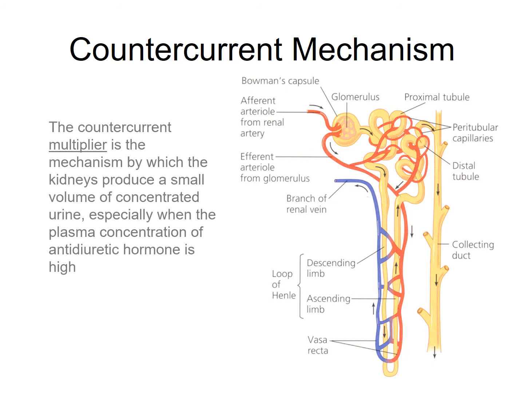The countercurrent multiplier is the mechanism by which the kidneys will produce concentrated urine in a small volume. And this happens especially when the blood plasma concentration of antidiuretic hormone is high.